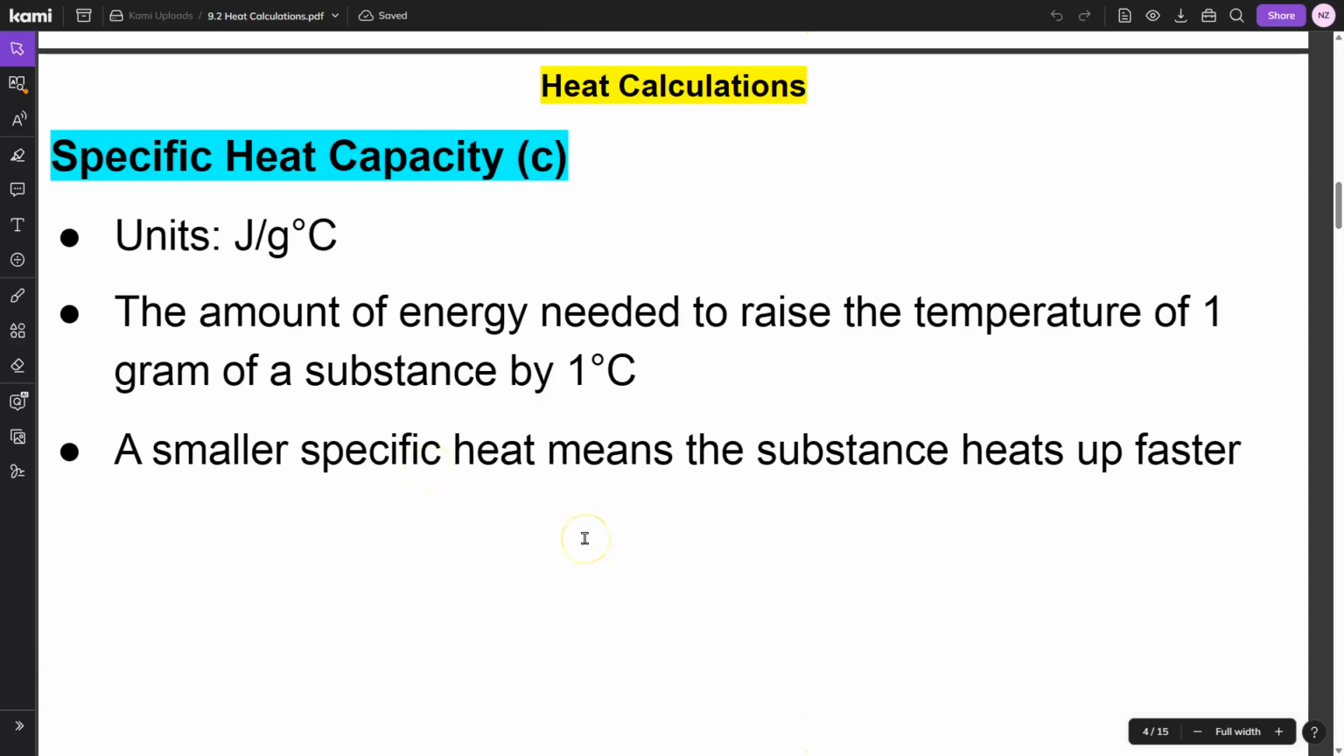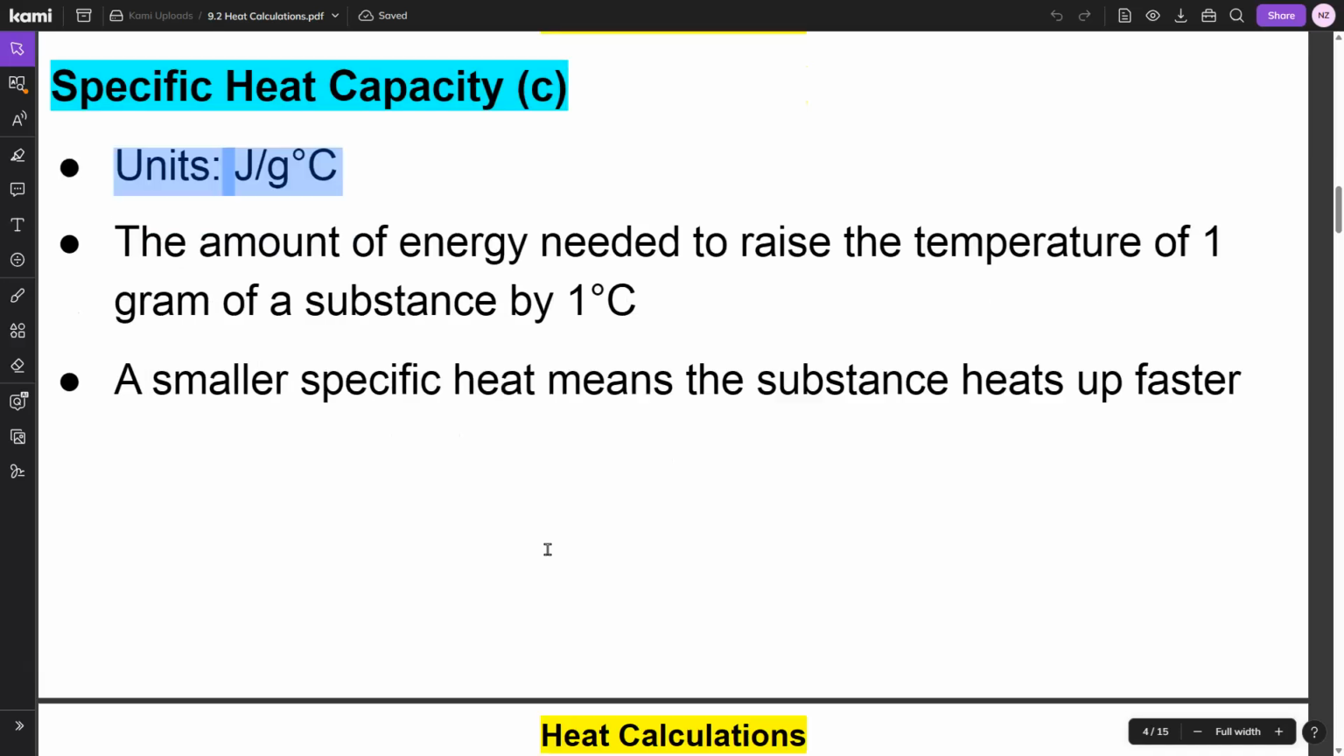Okay, the new unit here is going to be specific heat capacity, or C. The units for specific heat capacity are going to be joules over grams times degrees Celsius. This is the amount of energy needed to raise the temperature of 1 gram of a substance by 1 degree Celsius. If you have a smaller specific heat capacity, that means the substance is going to heat up faster because it's taking less energy to raise that substance by 1 degree Celsius.